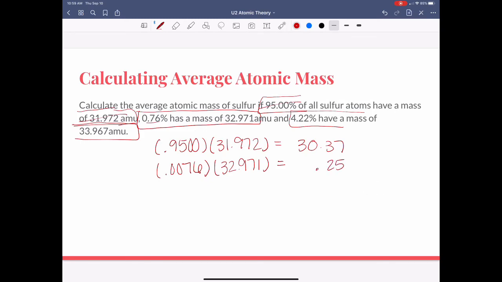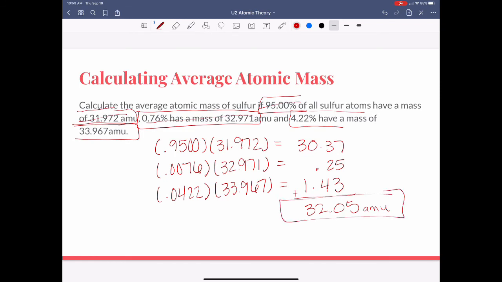All right, and then lastly, I've got 0.0422, so that's your 4.22%, is present at 33.967 AMUs. So we're going to multiply those together, and you'll get 1.43. Add those products together as your second step, and you get 32.05 AMUs. All right, that is the average atomic mass. If I looked at all of the sulfur that existed and in its abundance, that's what I would get for my value.